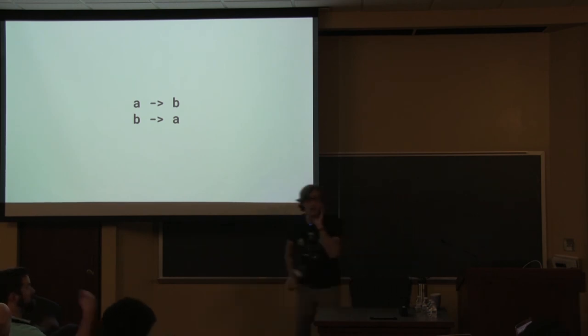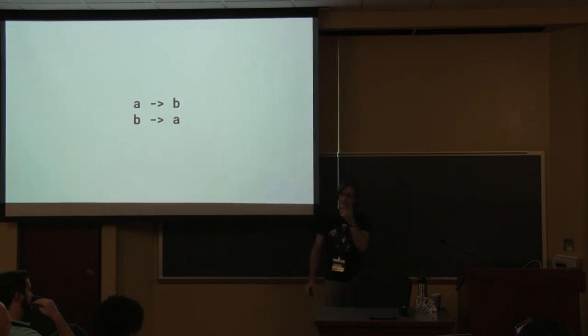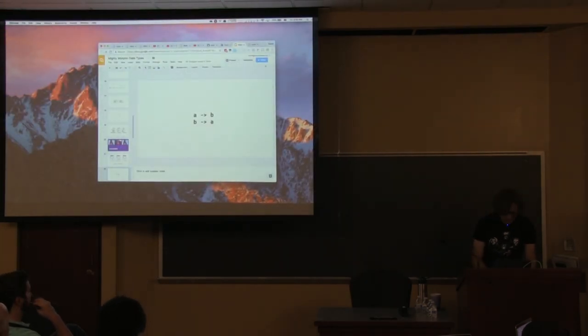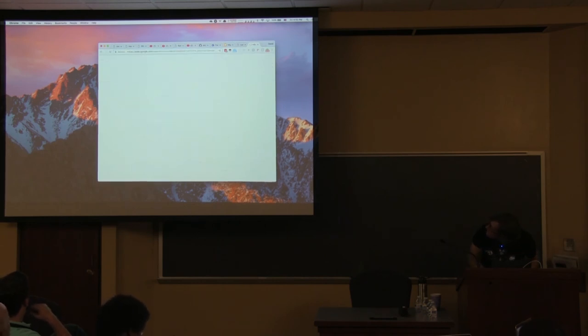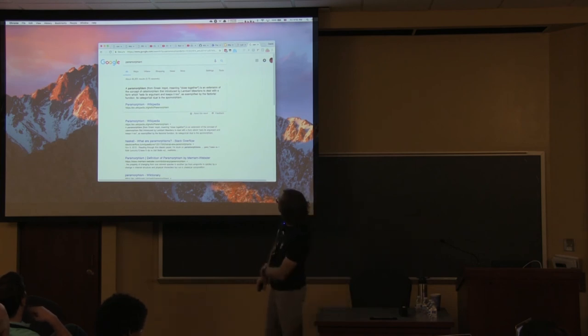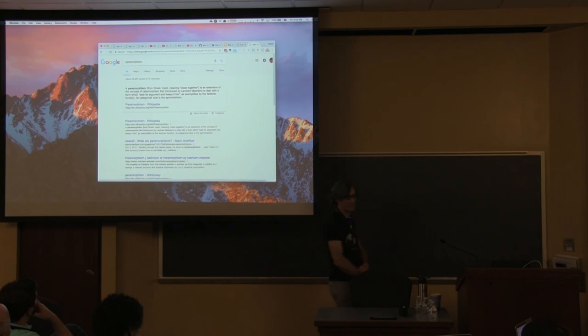Sorry, could you say that again? Paramorphism. I don't remember what a paramorphism is. Can anyone help me out? What's a paramorphism? We can look it up. What is a paramorphism? Yeah, I can't read from here. It deals with a form which eats its argument and keeps it too, as exemplified by the factorial function. And the dual is apomorphism.